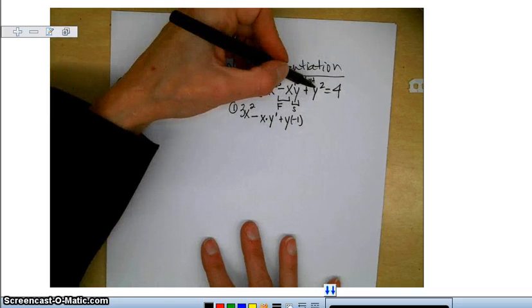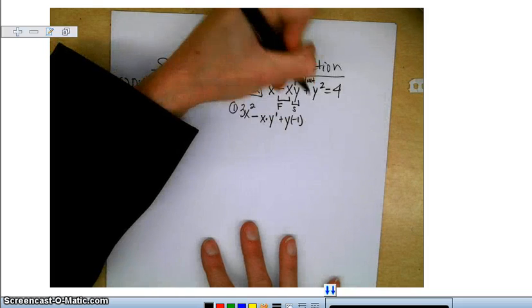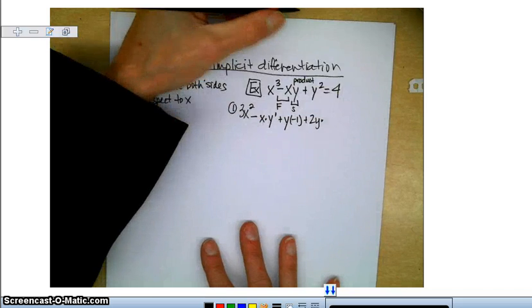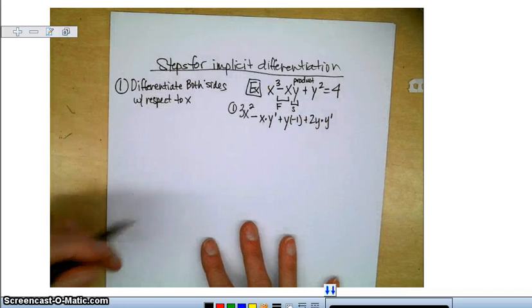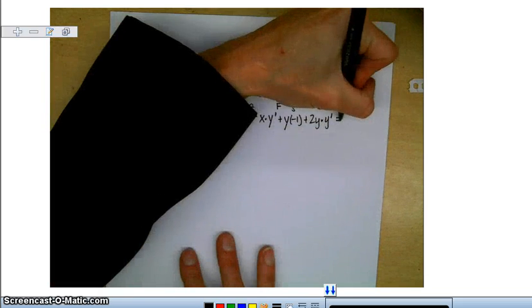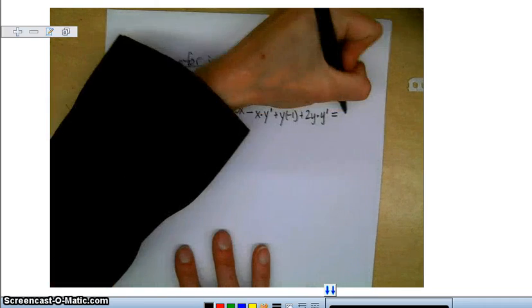Okay, so here I'm taking the derivative of plus y squared. So what's the derivative of y squared? 2y, so plus 2y times y prime, because I took the derivative of y. Equals, what's the derivative of 4? 0. Derivative of both sides.